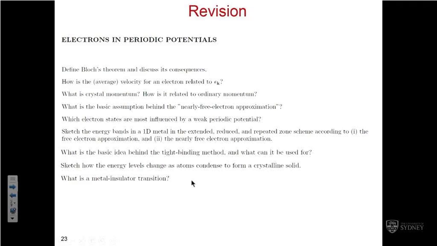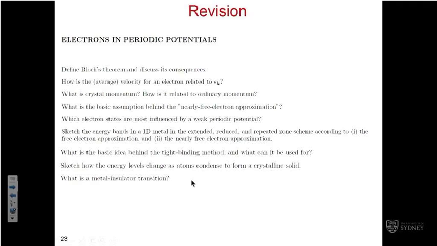Sketch the energy bands in one dimension. This is relating to when we did reduced space and we did extended space for our band structures. Remember the band structure went to the first Brillouin zone, then it was folded in. So that's called the reduced space. The repeated zone is where it repeats at all the K points. So you should have those pictures in your head.